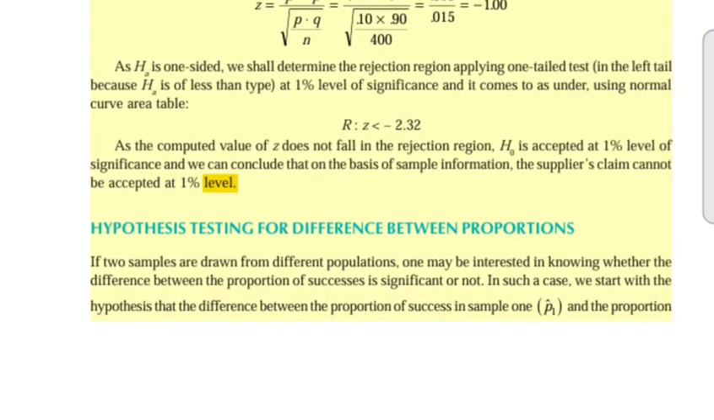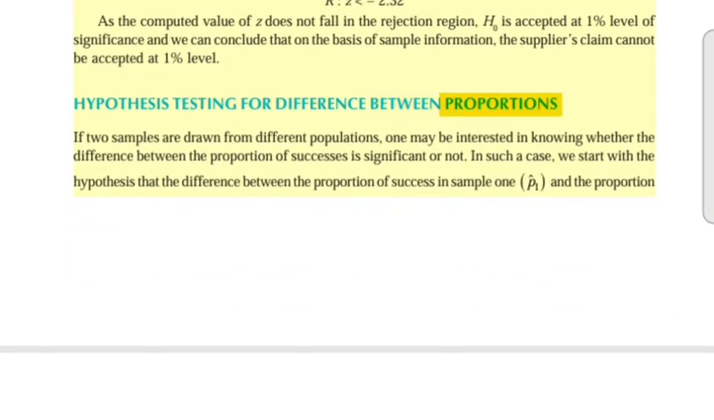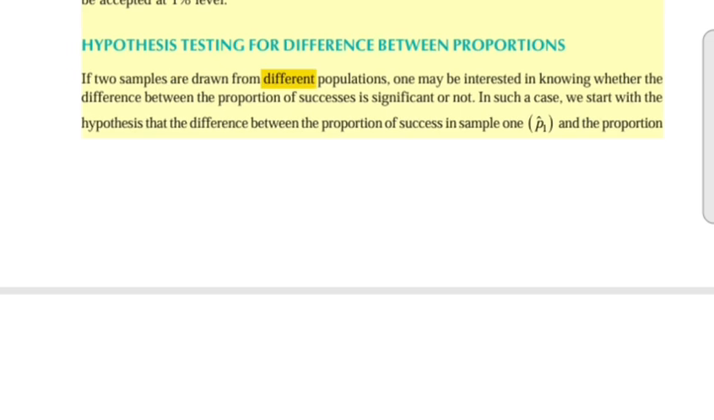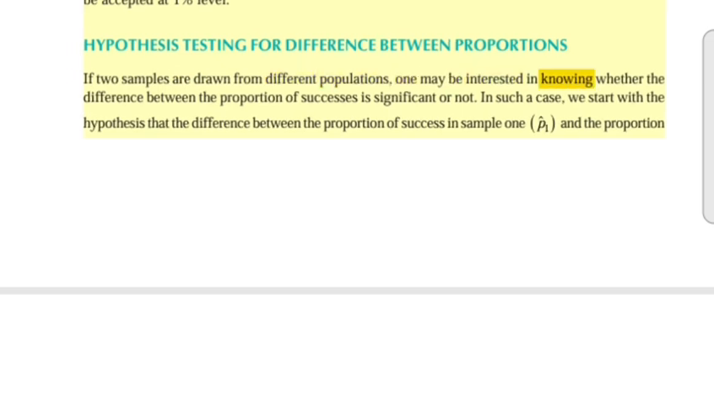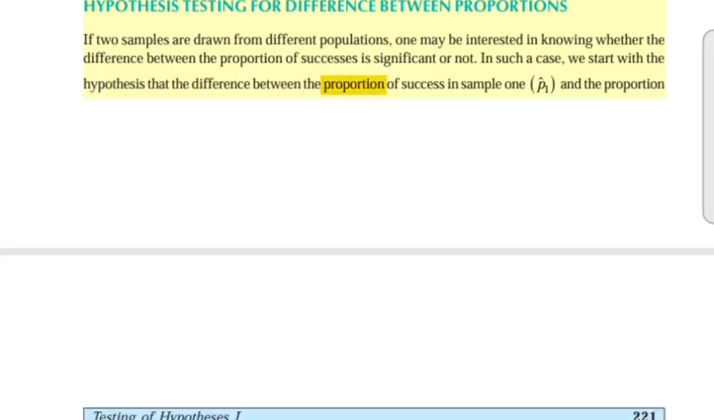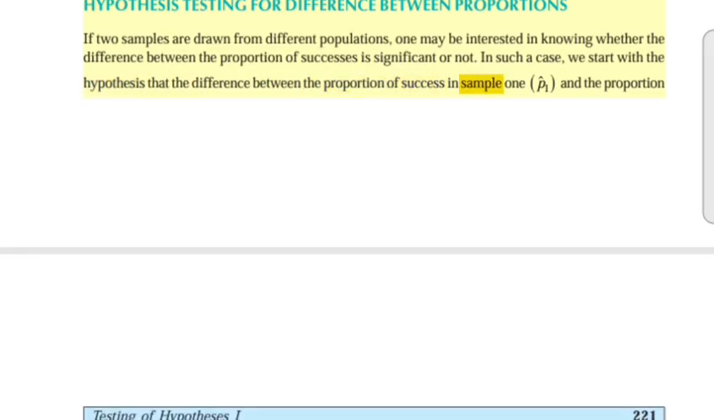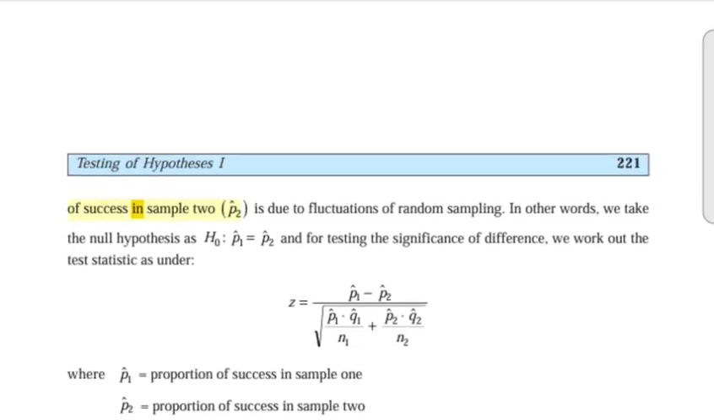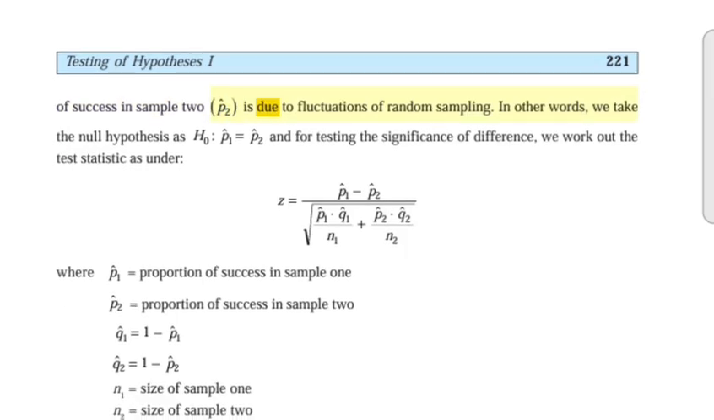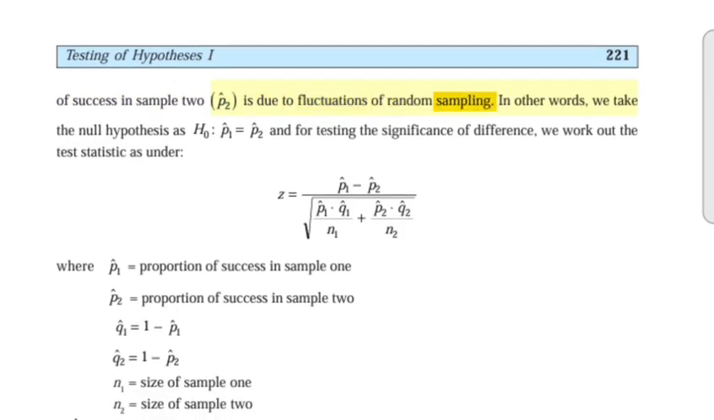Hypothesis testing for difference between proportions. If two samples are drawn from different populations, one may be interested in knowing whether the difference between the proportion of successes is significant or not. In such a case, we start with the hypothesis that the difference between the proportion of success in sample P1 and the proportion of success in sample P2 is due to fluctuations of random sampling.